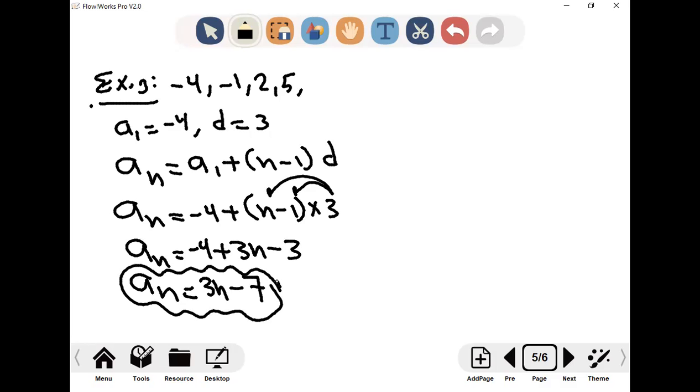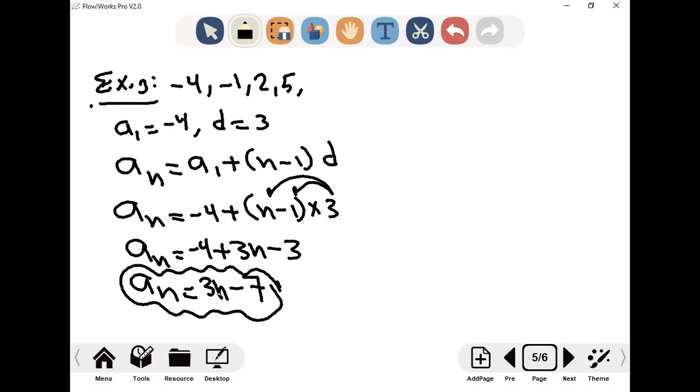This is the equation for this formula. For example, if you substitute n by 2, look here. Replace n by 2: 3 times 2 minus 7, which is term number 2, right? If you substitute n by 4, 3 by 4 is 12, minus 7, which is a4, right? So we call this the equation of this sequence. How do we make the equation? We just write the formula, replace a1, replace d, then simplify it only, okay? This is the equation of this sequence.